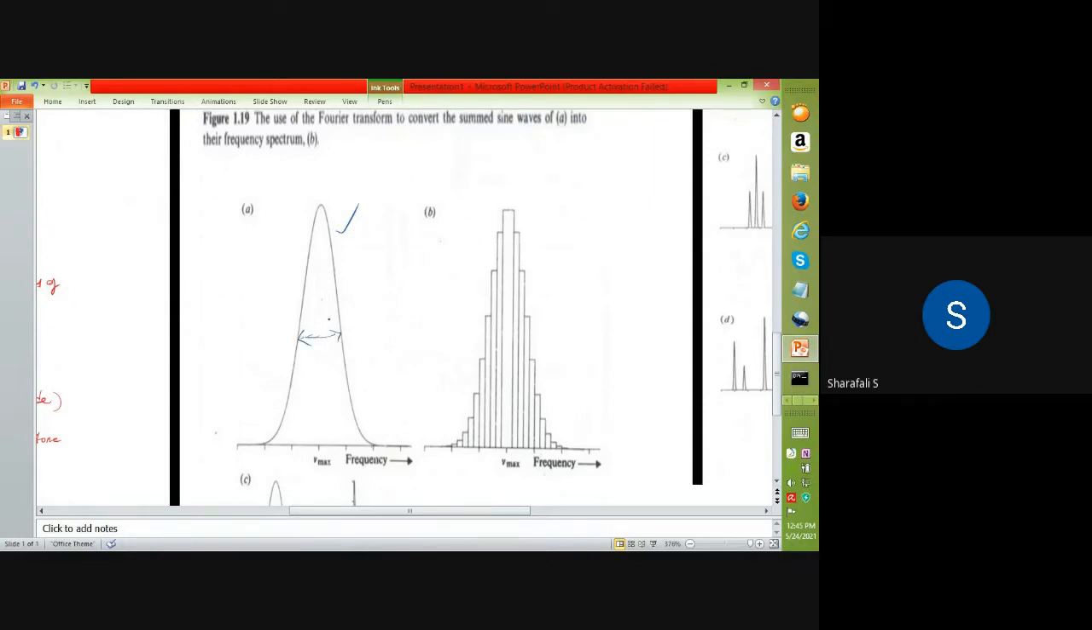So it consists of different frequencies very near to that central frequency, and the maximum intensity will be at that central frequency, nu max. Maximum intensity will be at that position. Along with that frequency, we'll have some other frequencies which are less than and greater than the central frequency, but they will have lesser and lesser intensity as the frequency increases or decreases.